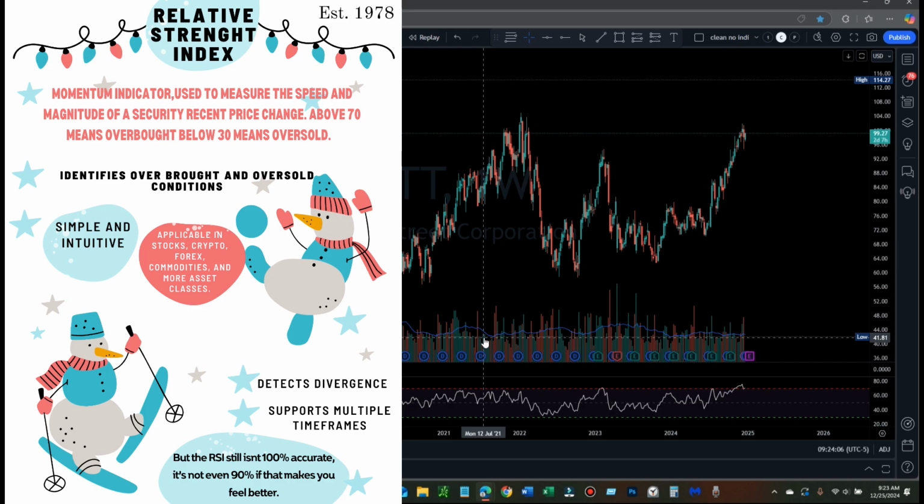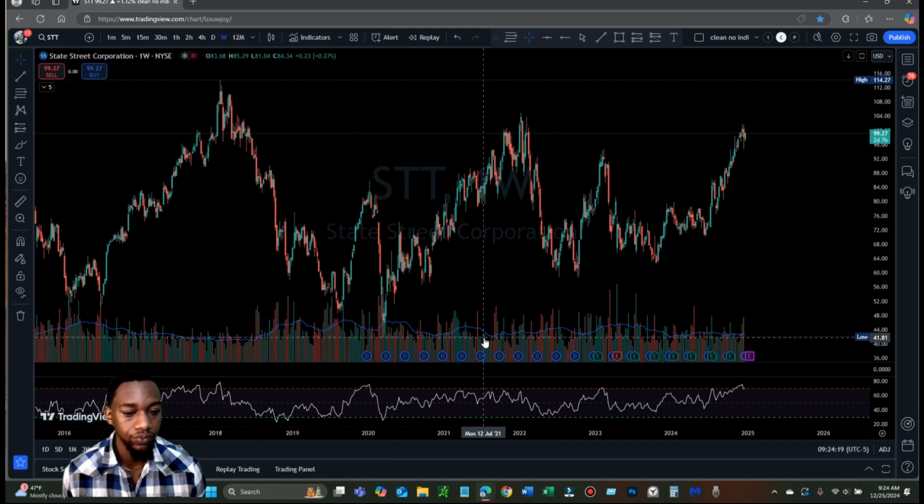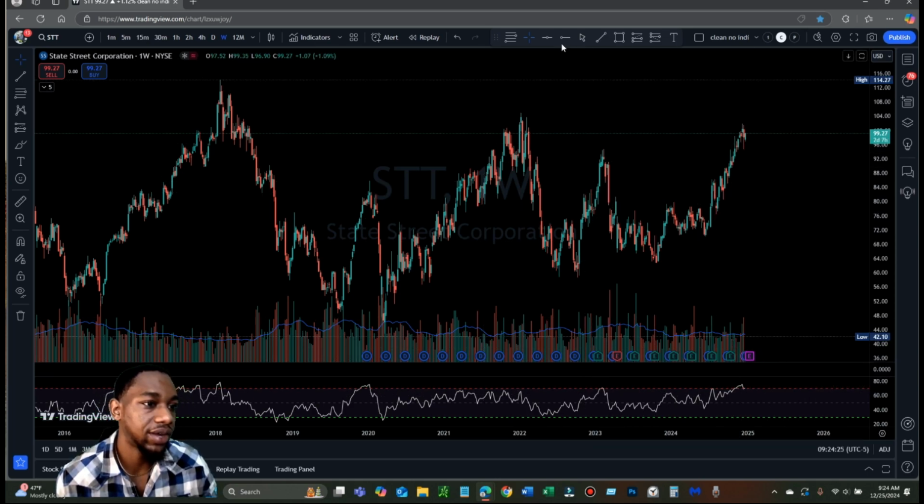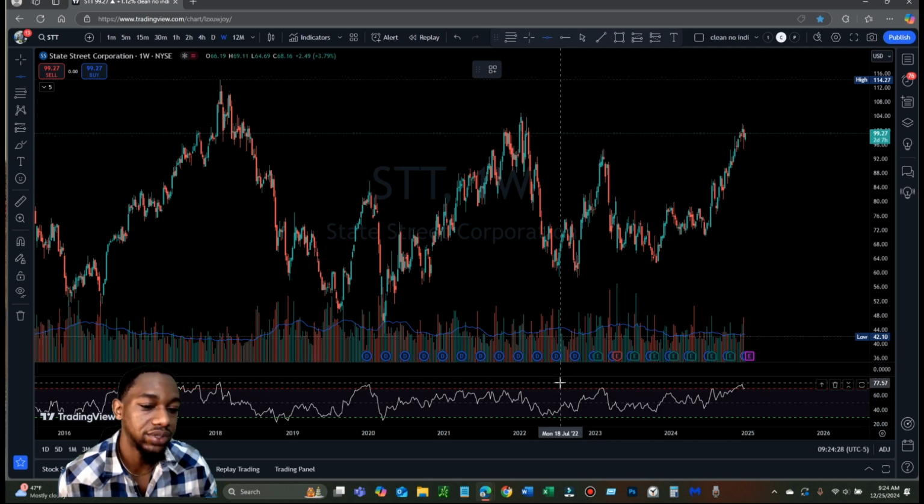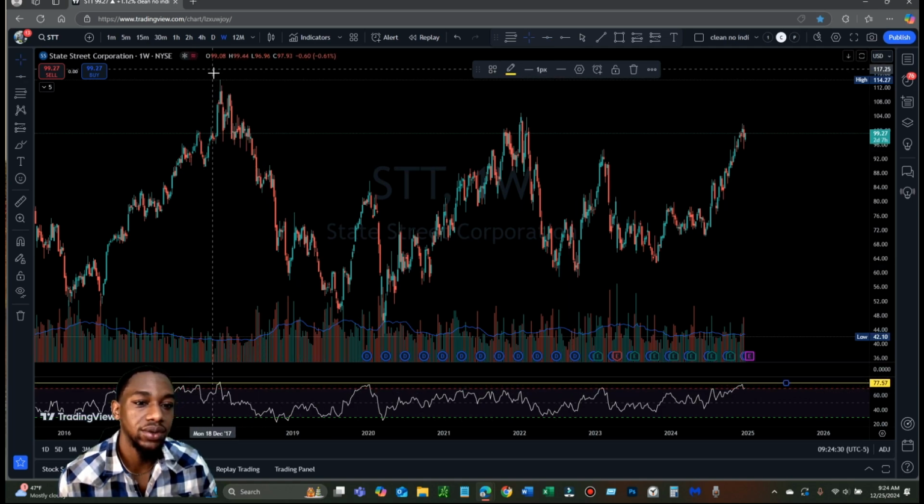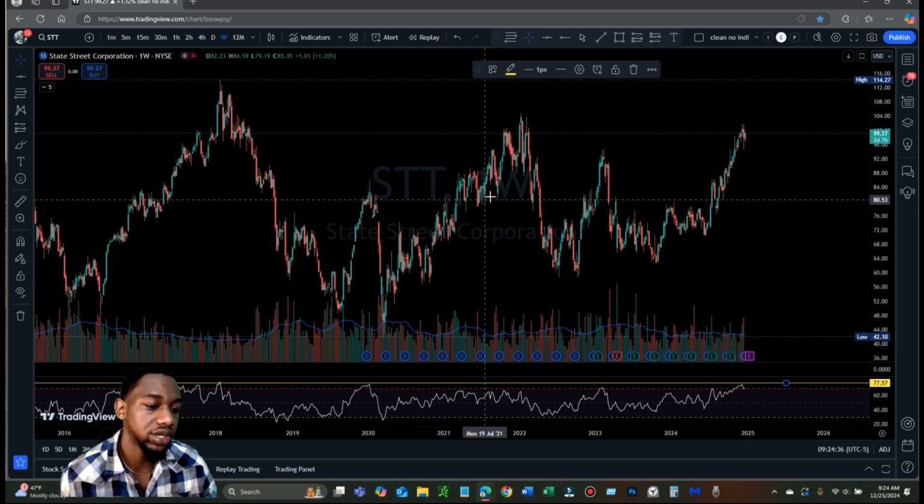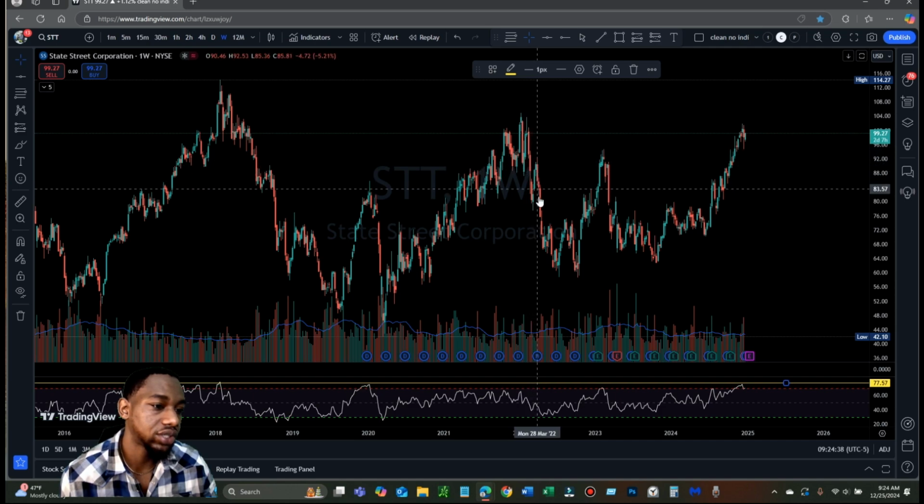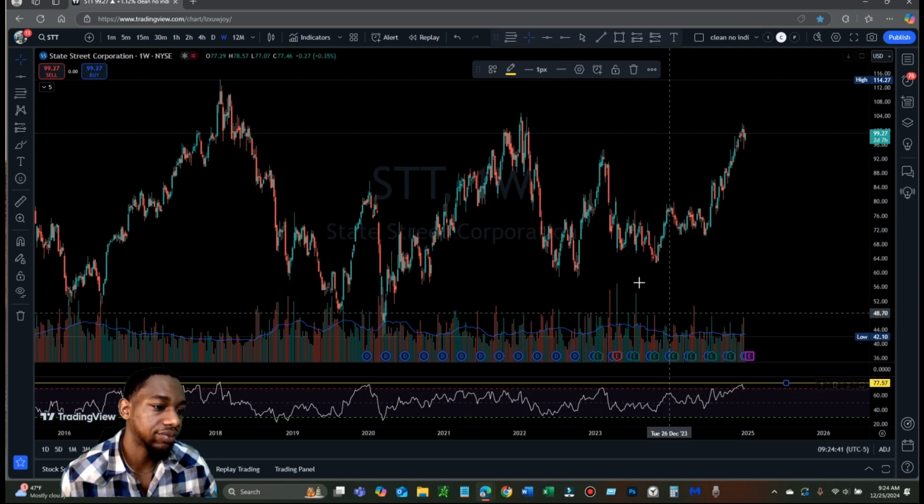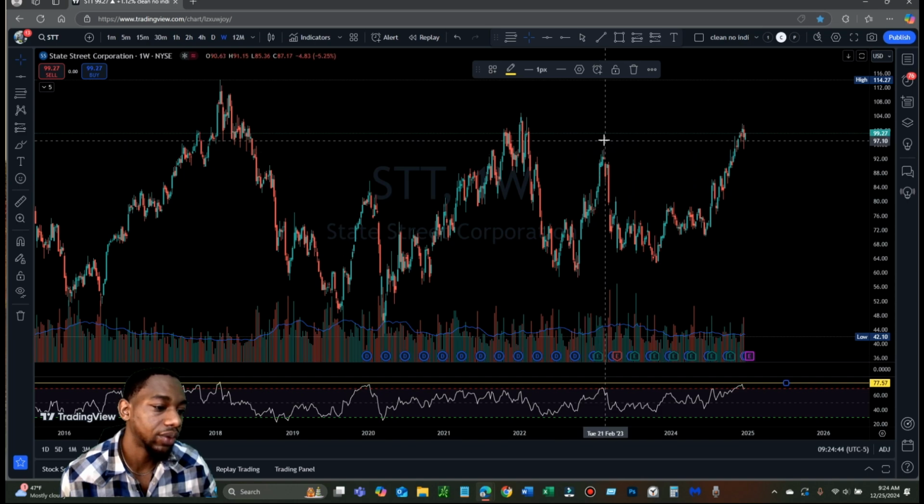First thing first, we finna go over this relative strength index. What is that? It's a momentum indicator used to measure the speed and the magnitude of a security's recent price change. Above 70 means overbought, below 30 means oversold. When y'all analyze that trend, when something is above 70, I want y'all to analyze what happens when it gets to this yellow line. It drops. That's the trend, right? Follow the trend. Red down.